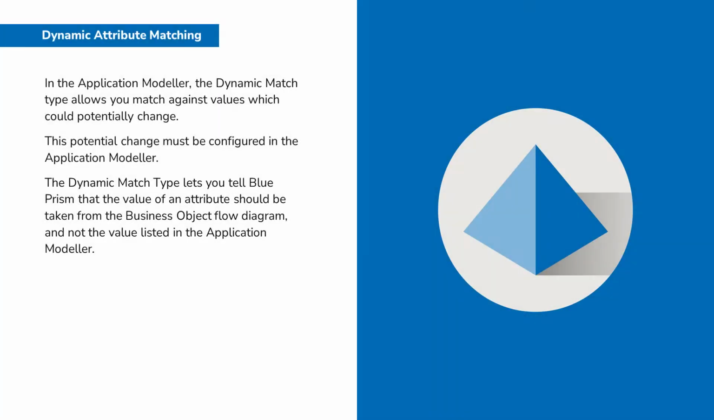In the application modeler, the dynamic match type allows you to match against values which could potentially change. This potential change must be configured in the application modeler. The dynamic match type lets you tell Blue Prism that the value of an attribute should be taken from the business object flow diagram and not the value listed in the application modeler.